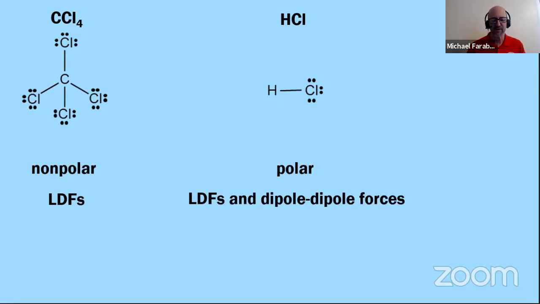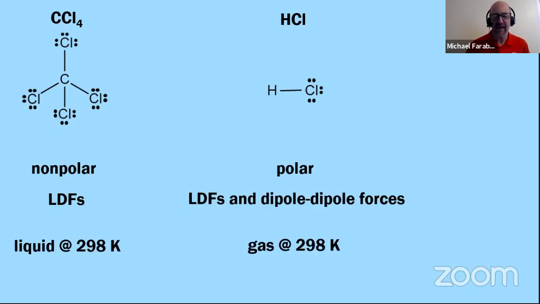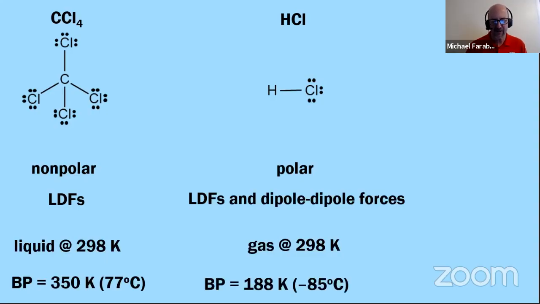Now we come to the most important part, and that's the data. It turns out that at room temperature, which is about 25 degrees Celsius or 298 Kelvin, carbon tetrachloride is a liquid. Whereas hydrogen chloride, I'm not talking about hydrochloric acid, I'm talking about the pure molecules of hydrogen chloride, it's a gas. So what temperature does CCl4 boil at? About 77 Celsius or 350 Kelvin. At what temperature does HCl become a liquid? Well, you'd have to cool it down to around minus 85 degrees Celsius.